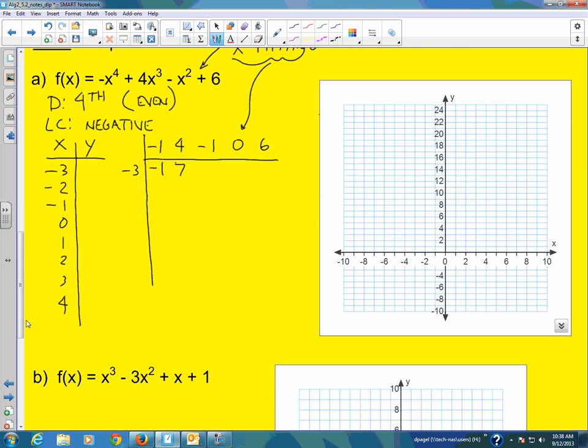So -3 times 7 is -21. -21 minus 1 is -22. -22 times -3 is 66. And 66 plus a 0 is 66. And then -3 times 66 is -198. And -198 plus 6 is -192. This is your y value, -192. That's kind of an outrageous number for us to plot, but that's okay. All we know so far is that my graph is starting way down there.